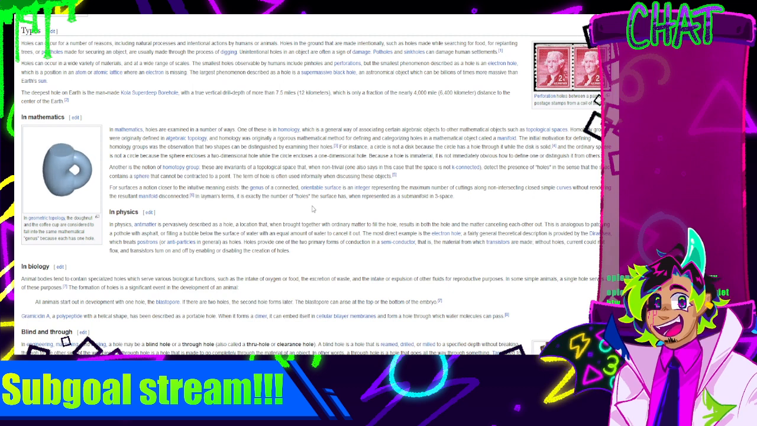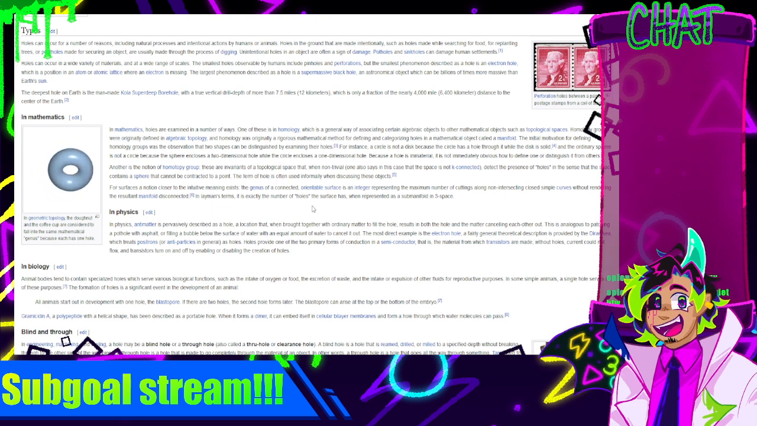Which is a general way of associating certain algebraic objects to other mathematical objects, such as topological spaces. Homology groups were originally defined in algebraic topology, and why there's so many. It's like repeating topology and homology every single sentence. Was originally a rigorous mathematical method for defining and categorizing holes in a mathematical object called a manifold.